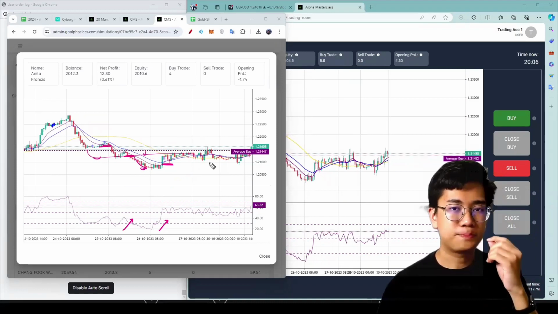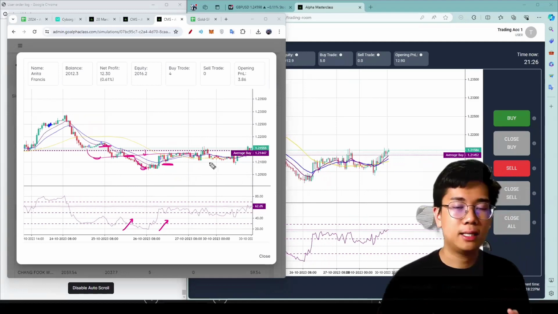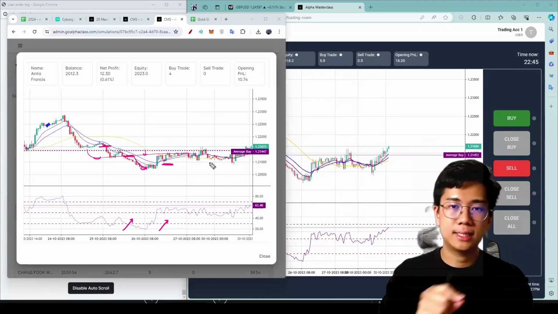Right? So making sure that the trade is well distributed is one of the keys to lowering the risk, instead of all in at one single price.